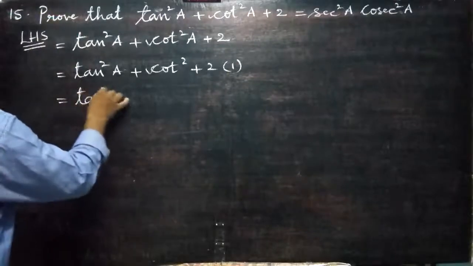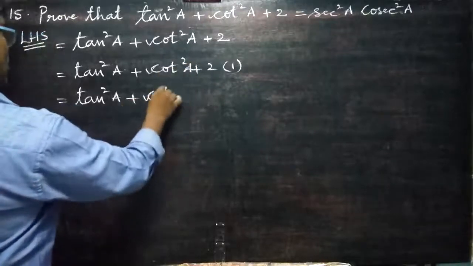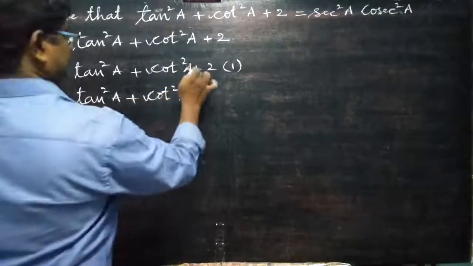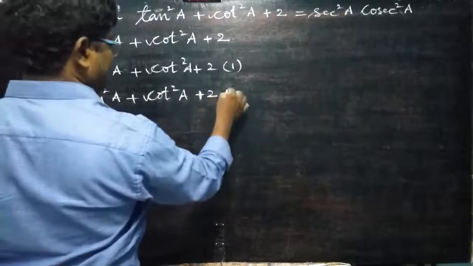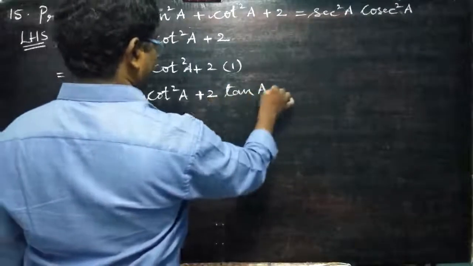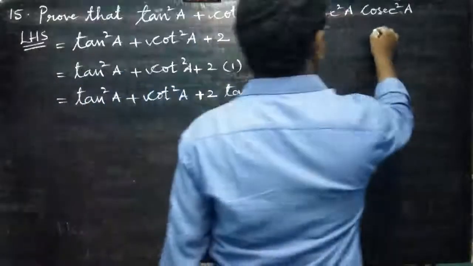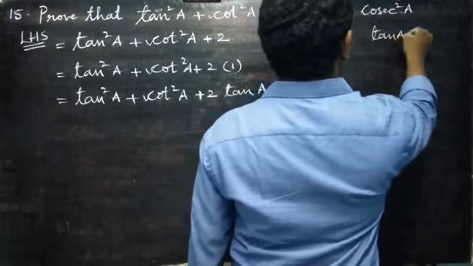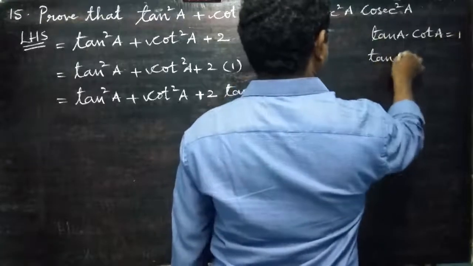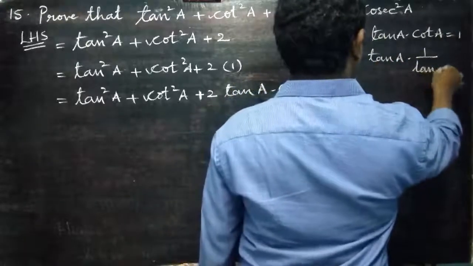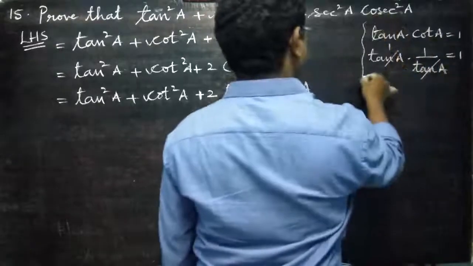Tan square A plus cot square A plus 2 into this. In one place I am writing tan A into cot A. Tan A into cot A is equal to 1. Already we have learned, tan A into cot A is equal to 1 when we multiply. How? Tan A into 1 by tan A. Cot means 1 by tan, so tan A gets cancelled one time. 1 ones are 1. So keep in mind.